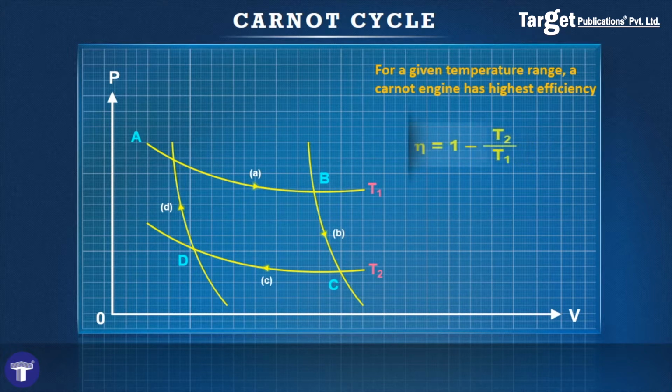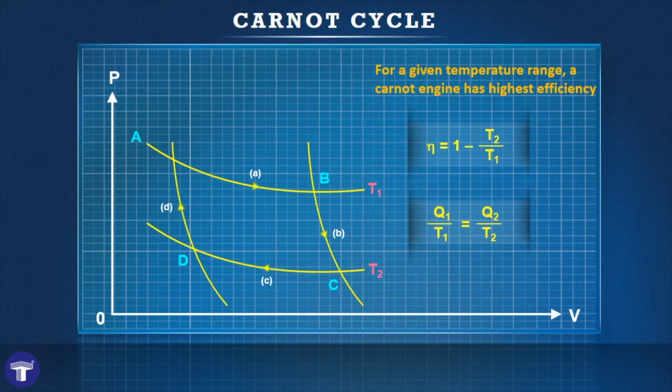And finally, let's define the efficiency of the CARNOT engine. The efficiency of the CARNOT engine is eta equals 1 minus T2 by T1, and therefore it depends upon the temperatures between which the engine is operating. Finally, we can also say that Q1 upon T1 is equal to Q2 upon T2 for a CARNOT engine.